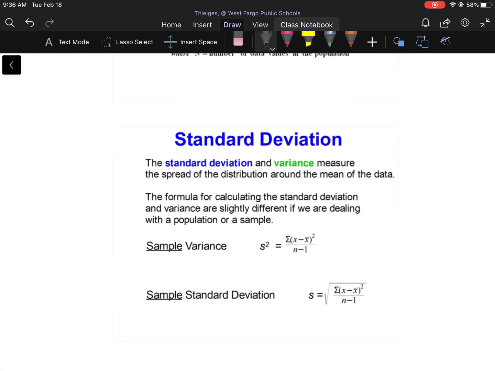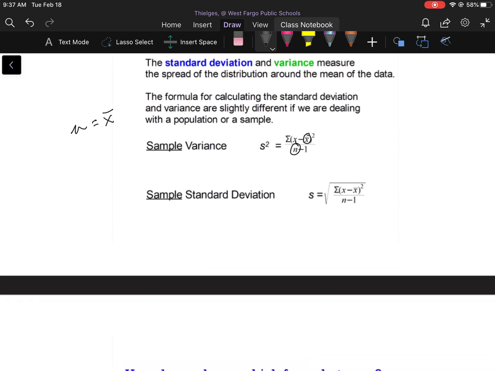Standard deviation, and I should put here this one's sample standard deviation, is the most common because, well, it's easier and cheaper to deal with a sample. Now, instead of mu, you're going to take that out and you're going to put x bar because of the sample mean. So you notice for variance, you've got this x bar in it, and now you've got this lowercase n. Okay. The standard deviation and variance measure the spread of the distribution around the mean of the data. The formulas to calculate the standard deviation and variance are slightly different in dealing with population over sample.